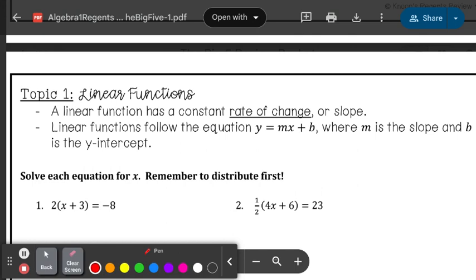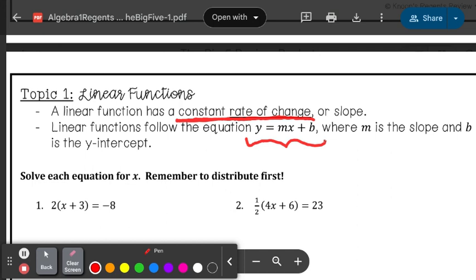And the thing that separates a linear function from all other types of functions is that the slope is the same. So no matter what points you're looking at on a line, the slope, or the steepness of that line, is always the same. And when you have linear functions or lines, you use the equation y equals mx plus b. M is the slope and b is the y-intercept.